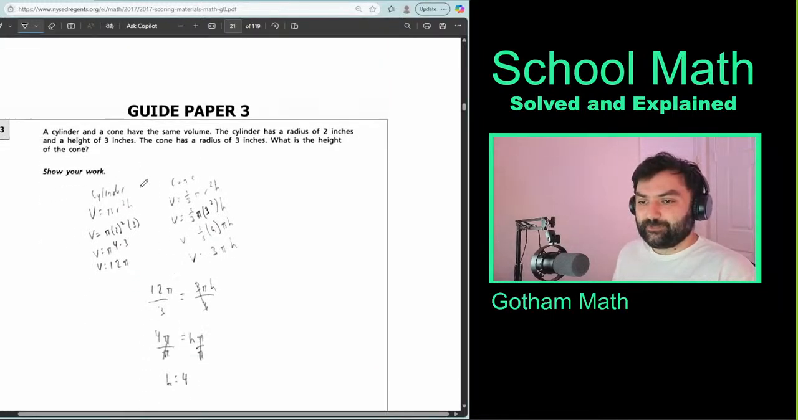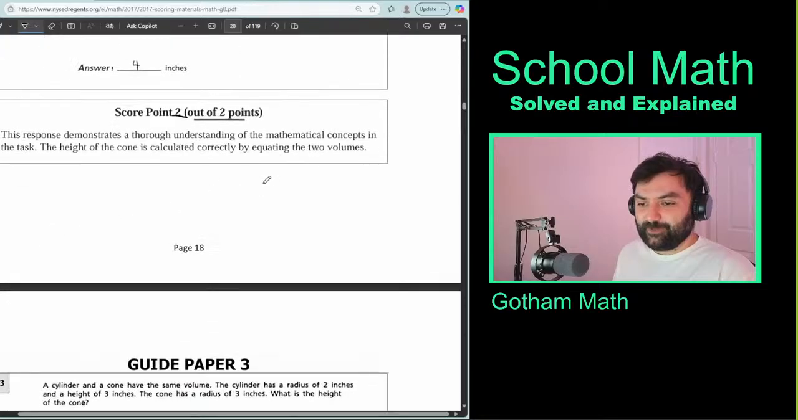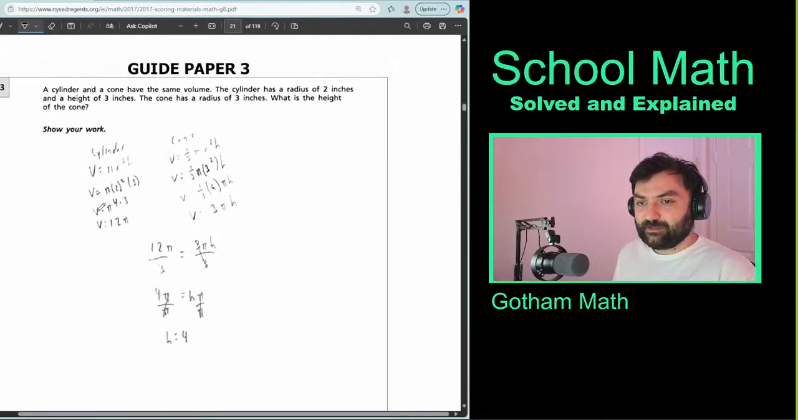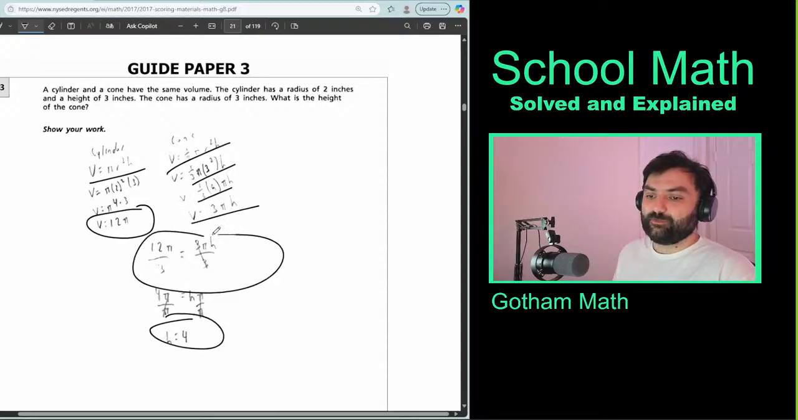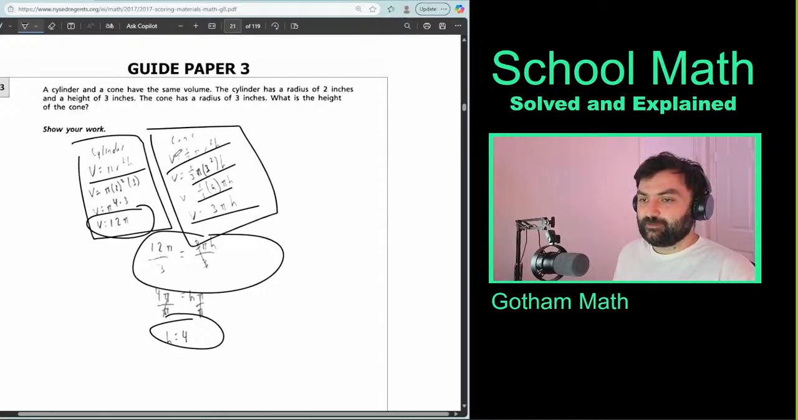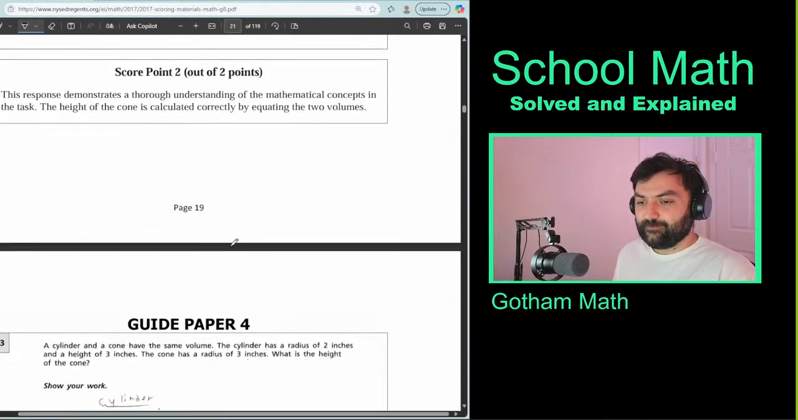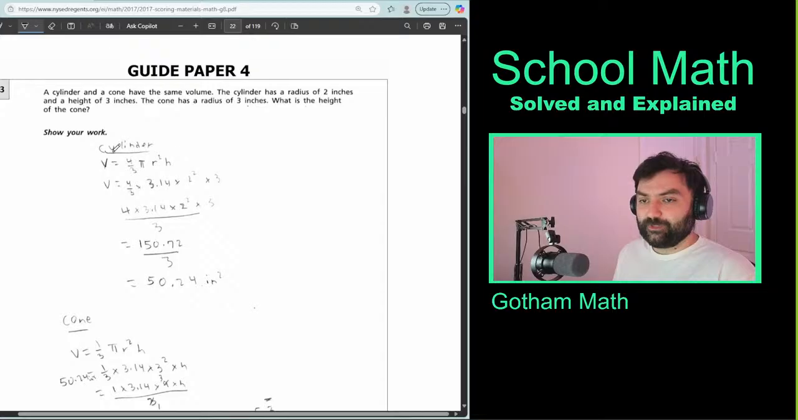Next. Oh my god, it's getting worse and worse. People don't have decent pens or pencils. Okay, so cylinder, formula. Cone, formula. Okay. Plugged in, got 12 pi, that's correct. Boom, boom, boom. Got it right. Okay, and solved it. Basically, this guy did it the same way I did it. I just wrote it better, and not sideways. I don't understand people who write sideways like this. Okay, there we go.